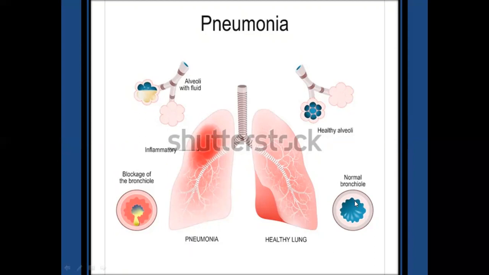Then you can see the normal bronchiole is like this in this form, but there is blockage of the bronchiole due to the pus which is filled inside the bronchiole. You can see it in this pneumonia patient's alveoli, bronchiole. Then you can see the alveoli of the healthy person, which have only air inside them, and the alveoli of the patient have pus. This yellow color shows the pus which is filled inside the alveoli.